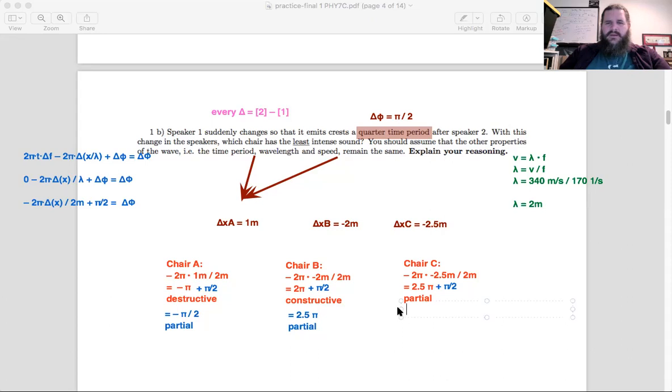It's not a whole number of cycles, and it's also not something and a half cycles. What about chair C though? If we add 2.5 pi plus an extra half pi, what do we get? 3 pi. And what kind of interference is that? Yeah, that's now going to be destructive. So if we modify this by adding in that extra phase delay, then chair A and B both switch to equal amounts of partial interference. Those are both going to be halfway between constructive and destructive. But chair C goes completely silent.